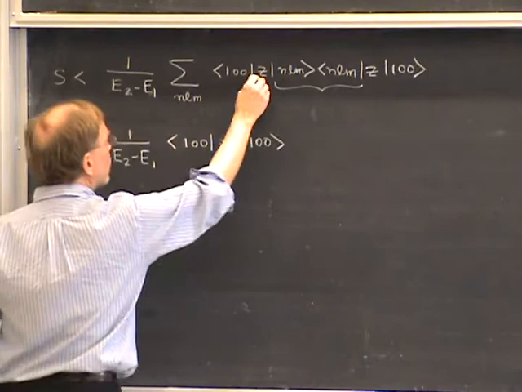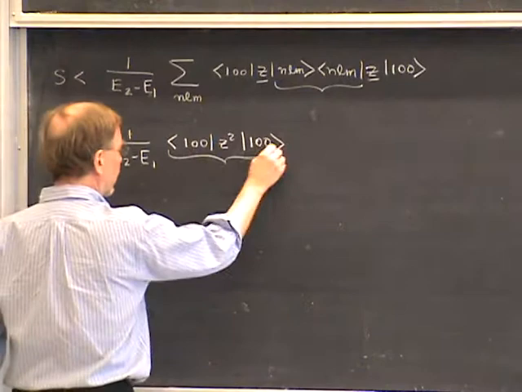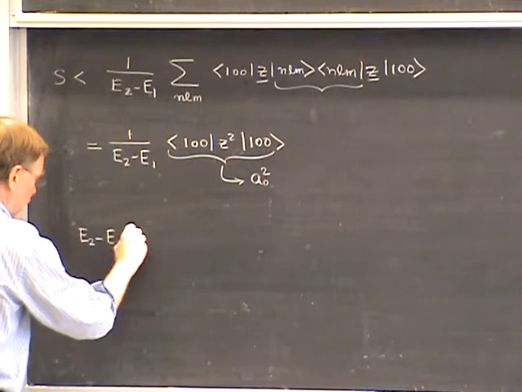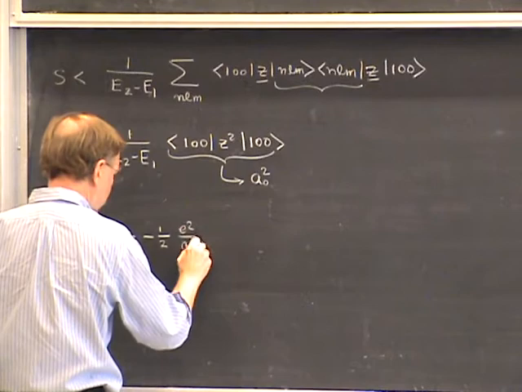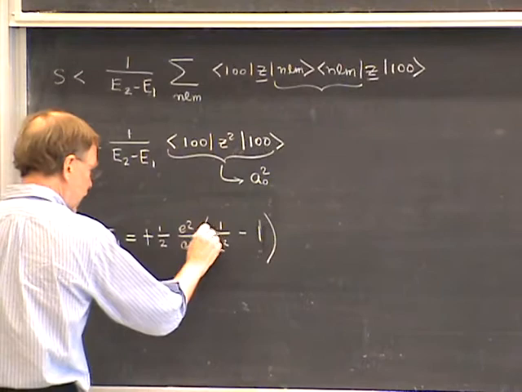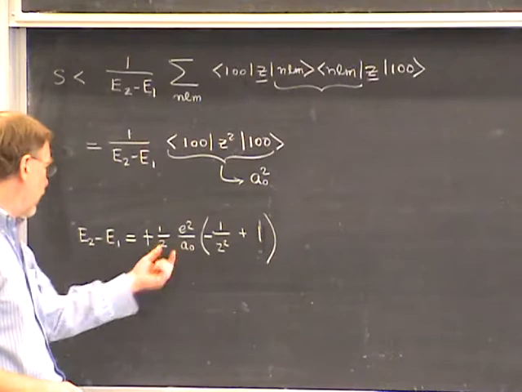Well, this is a non-zero matrix element, and if you plug in the wave functions, you can evaluate it, and it turns into the square of the Bohr radius. As far as the E2 minus E1 goes, E2 minus E1 is minus a half, and then it's e squared over a naught, which is the characteristic energy of hydrogen. And then we have 1 over 2 squared minus 1 over 1 squared, like this. And if you allow me to bring the minus sign inside, it becomes minus a quarter plus 1. That makes 3 quarters times a half, which is 3 eighths. The whole thing becomes 3 eighths e squared over a naught.